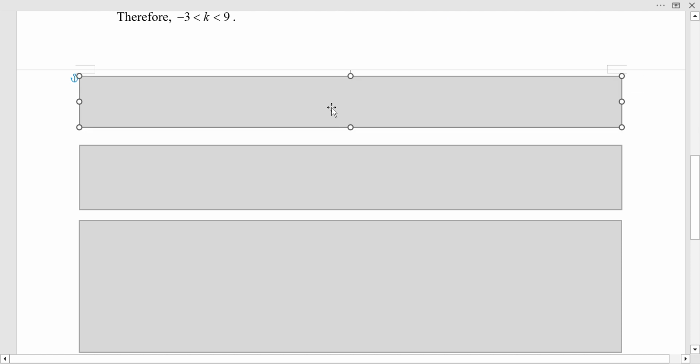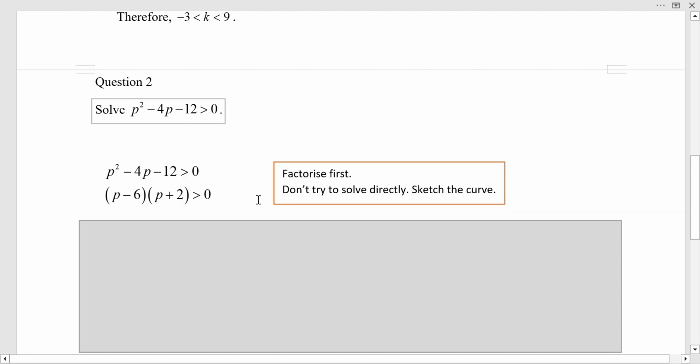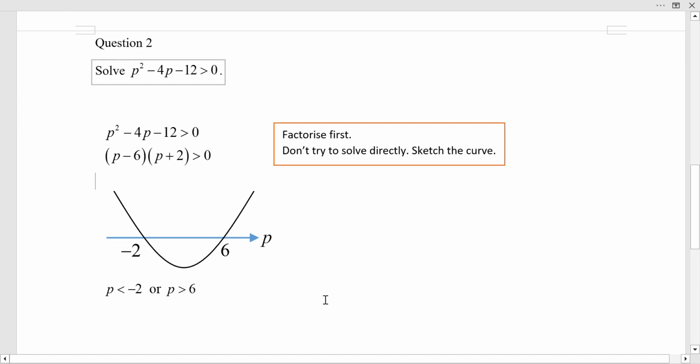Let's take another quadratic inequality. For instance, you want to solve this quadratic inequality, which is greater than 0. Again, factorize first. Don't try to solve directly. After you have factorized, sketch the curve. So after you have factorized, you have gotten this. Let's sketch the curve. Because you know that the coefficient of p squared is positive, you know it's a smiling curve. P minus 6 gives you the intercept 6. P plus 2 tells you that the p-intercept here is negative 2.